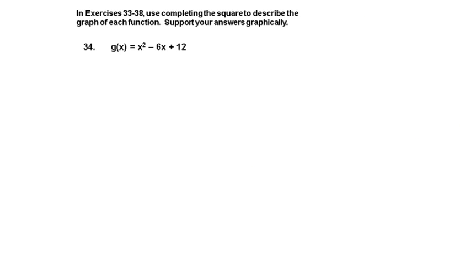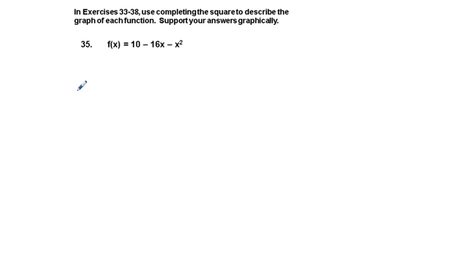Now let's go on to problem 35. Here we have f of x equals 10 minus 16x minus x squared. So let's rewrite this first of all in standard form, which is going to be negative x squared minus 16x plus 10.